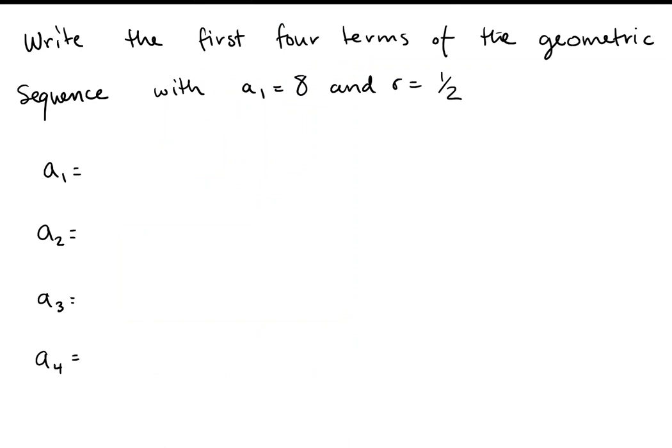Now in our next problem, it says write the first 4 terms of the geometric sequence, where the first term, a sub 1, is 8, and the common ratio, r, is equal to 1/2. Now I'd encourage you to pause the video now, attempt this problem on your own, and then unpause to check your work.